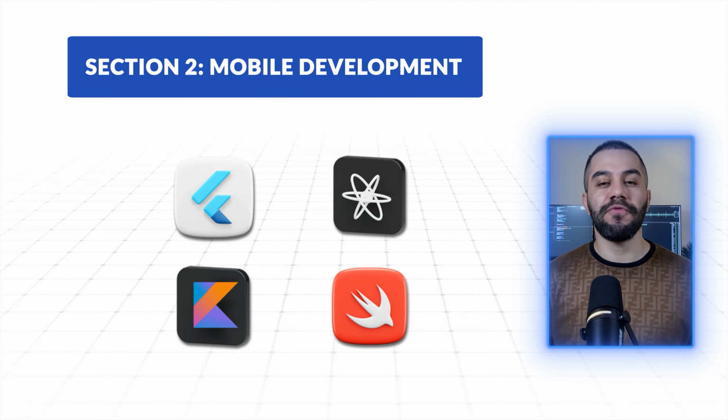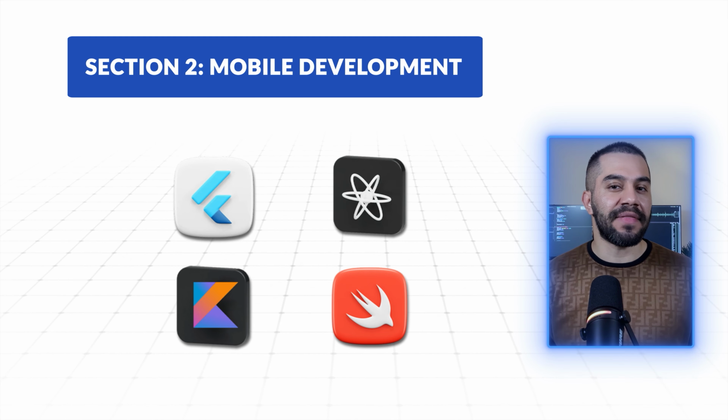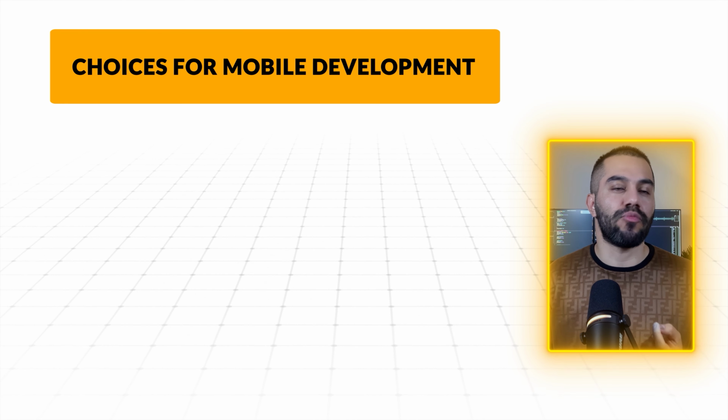Now, let's talk about making the app work on phones. We want our app to work both on iPhone and Android devices without doing the same work twice. There are many ways to make apps for phones, but we are going to look at the most popular and best ones. This will help us to choose the right way without feeling overwhelmed by too many options. So, what choices do we have for mobile development?